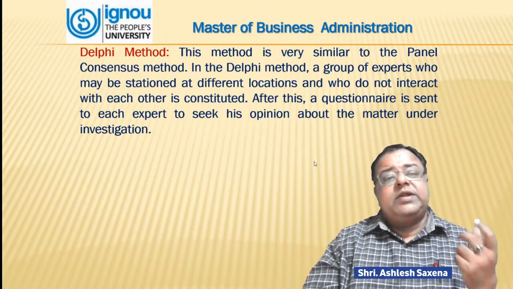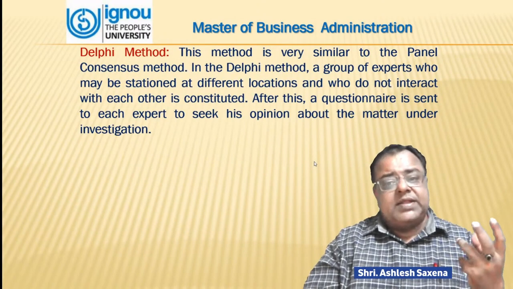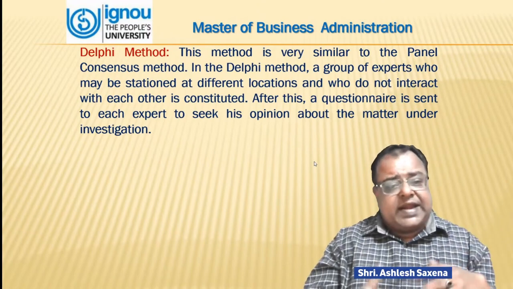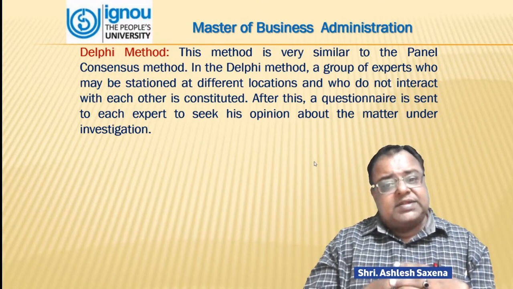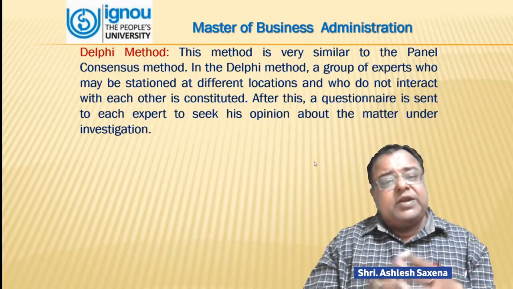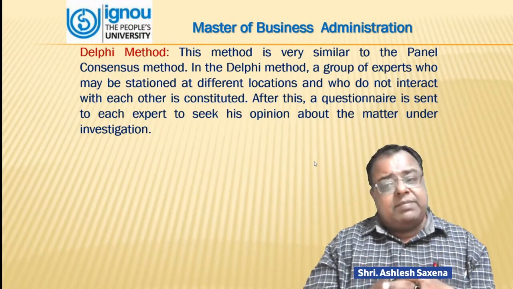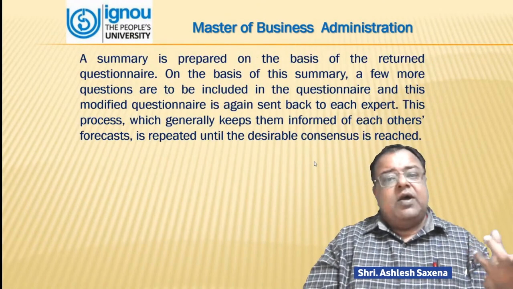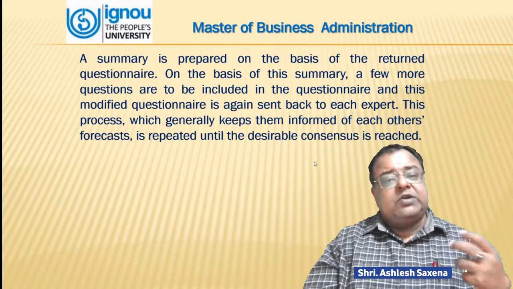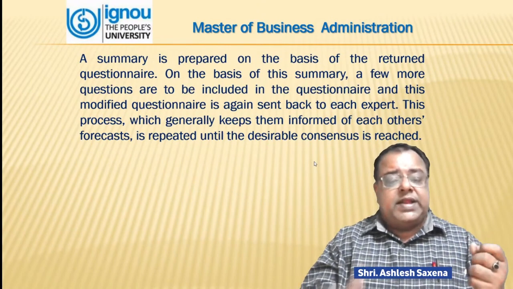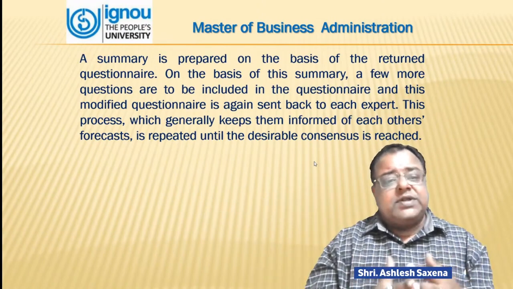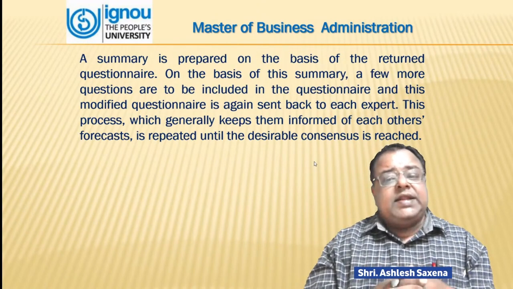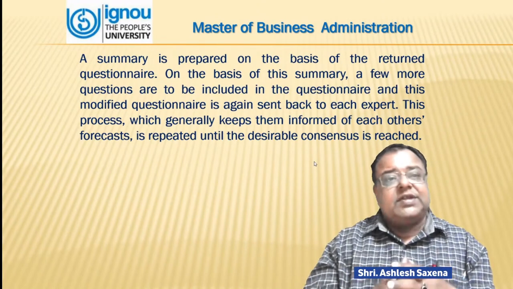Then comes the Delphi method. This method is very similar to the panel consensus method. In the Delphi method, a group of experts who may be stationed at different locations and who do not interact with each other is constituted. A questionnaire is sent to each expert to seek his or her opinion about the matter under investigation. A summary is prepared on the basis of the written questionnaire. On the basis of this summary, a few more questions are included in the questionnaire, and this modified questionnaire is again sent back to the experts. This process, which generally keeps them informed of each other's forecast, is repeated until the desirable consensus is reached. This is the Delphi method.